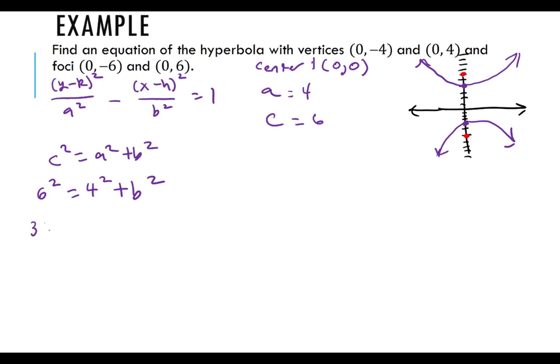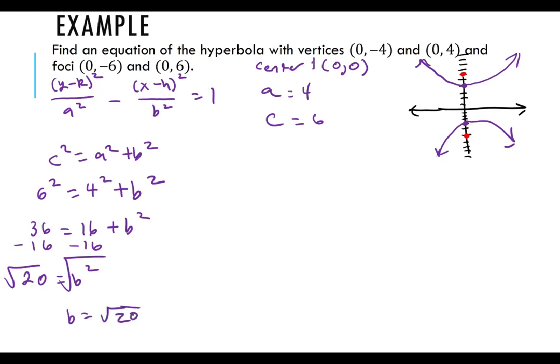So that's 36 is equal to 16 plus B squared minus 16 minus 16. So that's 20 is equal to B squared. Take the square root of both sides. We get that B is equal to root 20. At this point, we have literally everything we need to get the correct equation.